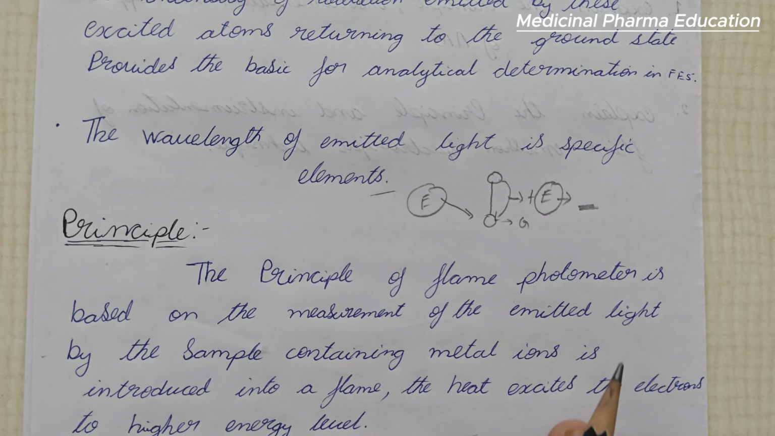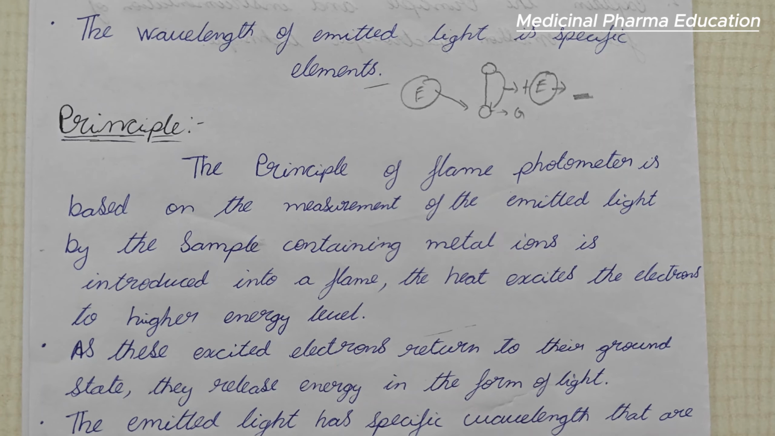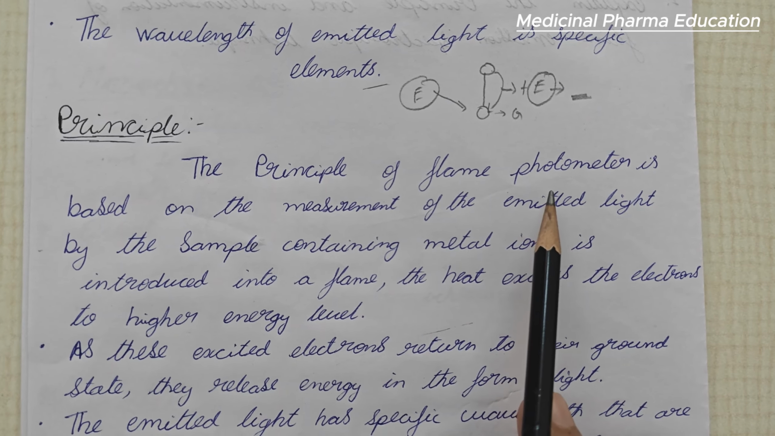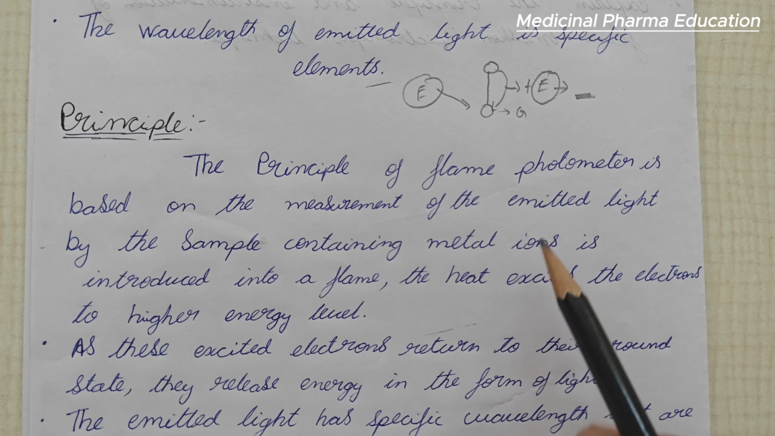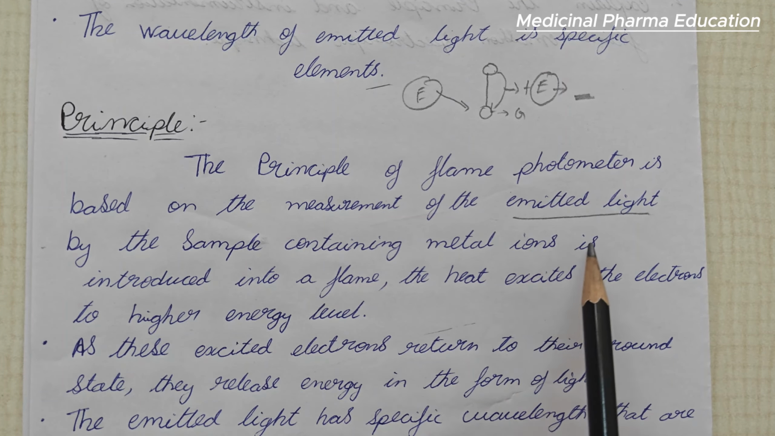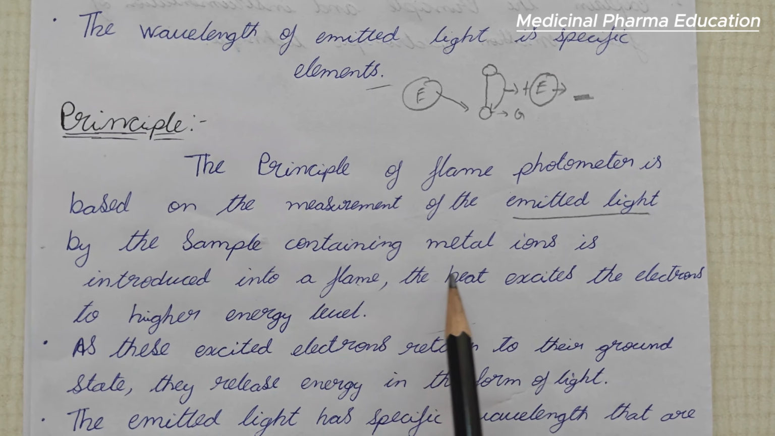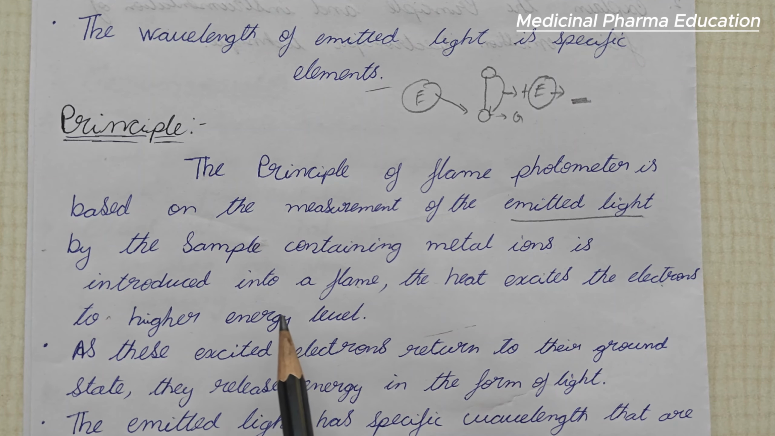Okay. Next, the principle. The principle of flame photometry is based upon the measurement of the emitted light. The sample containing metal ions is introduced into the flame, and the heat excites the electrons to higher energy levels.